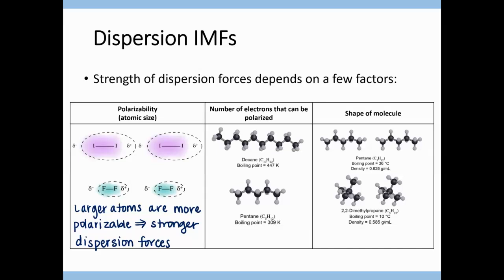Very similarly, in the second column, we have two molecules. The first one has 10 carbons and 22 hydrogens. The second one has 5 carbons and 12 hydrogens. So we have more carbons and hydrogens in this first molecule. That means we have more electrons. Each carbon brings its own set of electrons. So if we have double the amount of carbons, then we have double the amount of electrons from carbon atoms. So if there's more electrons present, then same idea as atomic size, more electrons can be shifted around, and that dipole, instantaneous dipole, can be stronger.